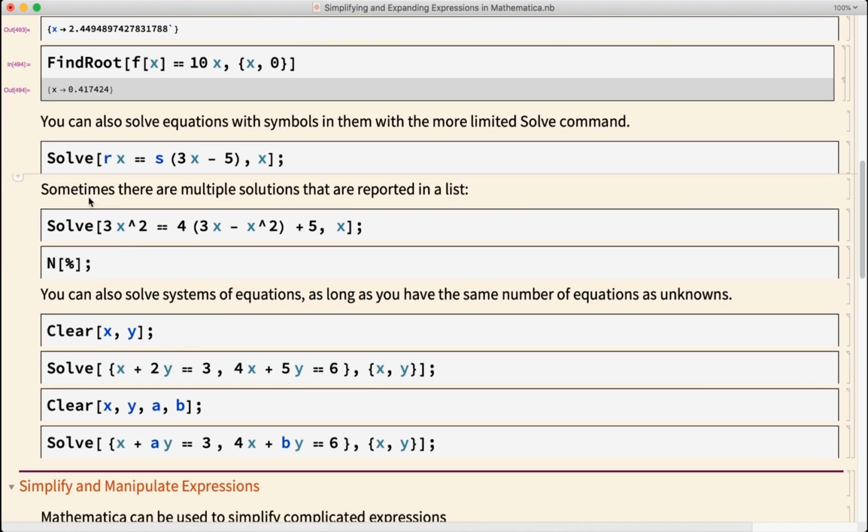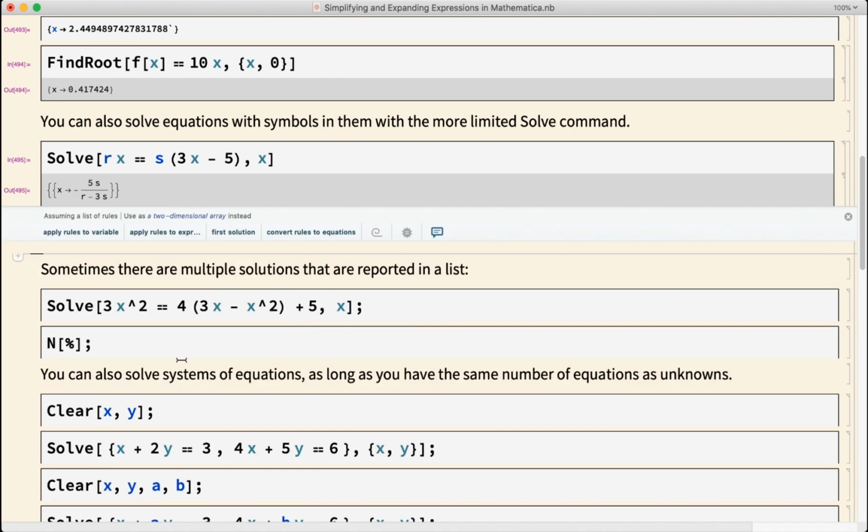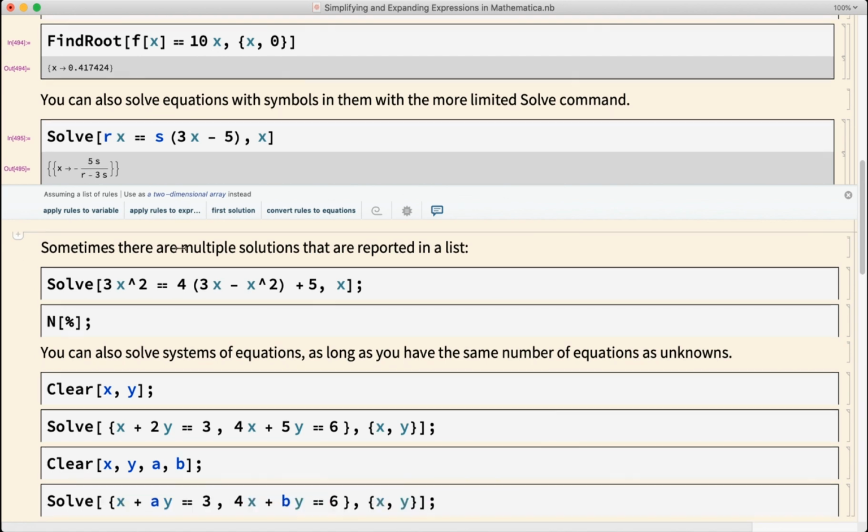What if I have a problem where I don't want a numerical answer, I want a symbolic answer, an answer with symbols in it? Let's do an example like that. Here I'm saying r, which is undefined, times x. I want to know when that's equal to s times 3x minus 5, and I want to solve this for x. Again, you could rearrange this equation and solve it by hand. Mathematica can do that too. It says these things are equal when x is equal to this stuff. Notice it still has s's and r's in it. So that's symbolic math.